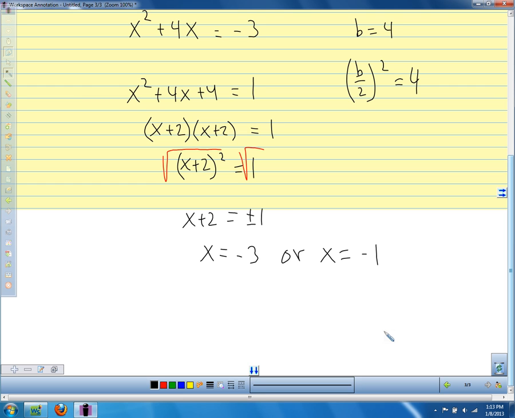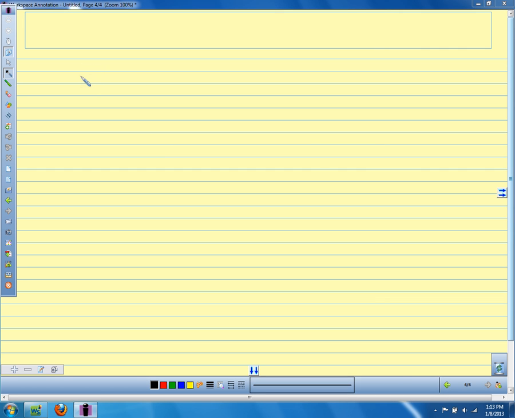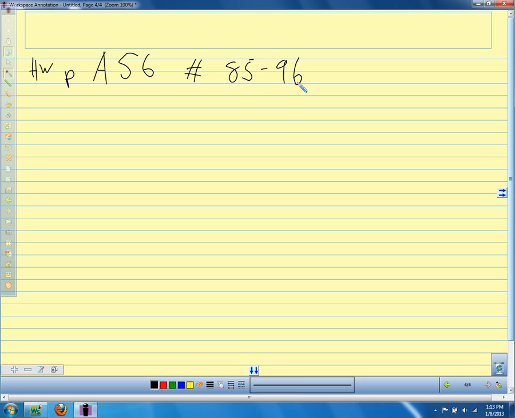Is everybody good with this? So our homework tonight is just practicing solving quadratic equations by completing the square. Just a little review. All right. So our homework is on page, it's a strange page, A56. All right, there you go.